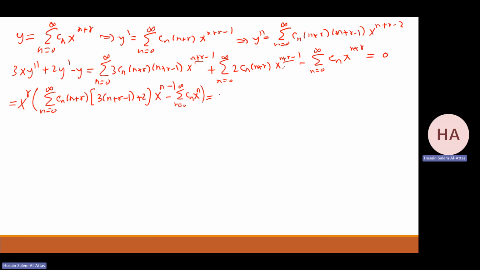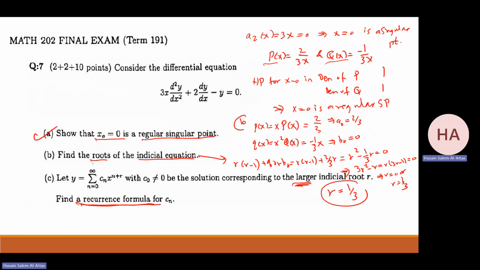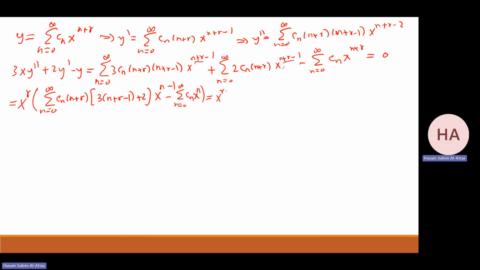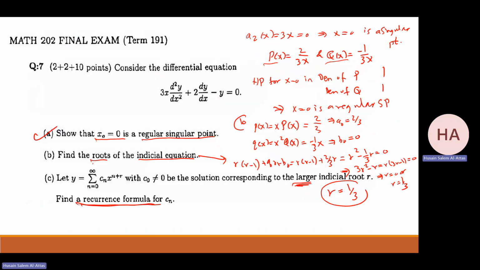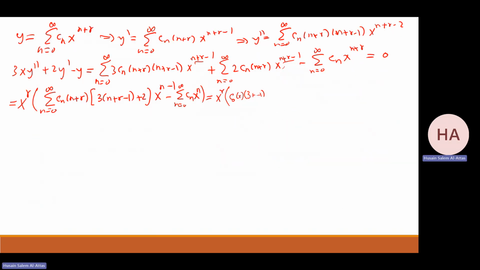Now I can open the first one. I don't need the indicial roots, I already did it, which is r times 3r minus 1. Also, you can be sure. So that gives me what? c0, I have r. When n equals 0, I have 3r minus 3 plus 2, which is 3r minus 1, which is the same. r times 3r minus 1. Good. Times x to the power minus 1 plus the rest.